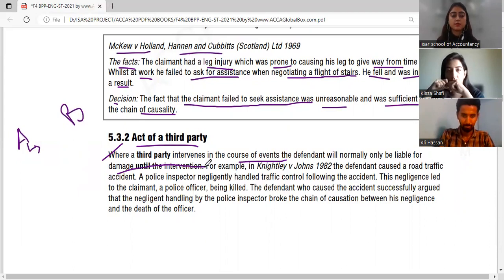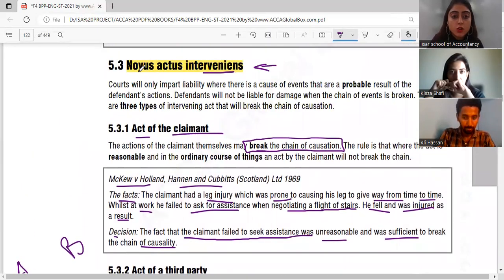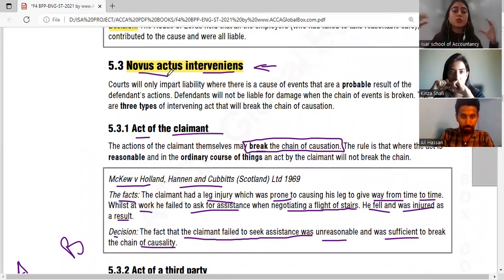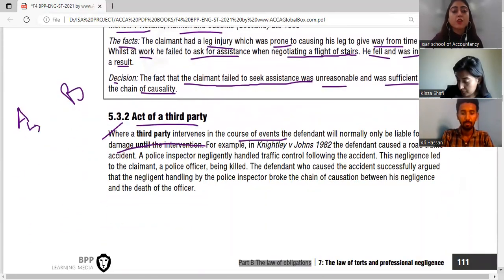What are they saying? Right, now over here he's saying that, Novus actus interveniens. Intervention ho rahi hai, interference ho rahi hai. Pehla intervention ka case hai, act of the claimant. Mere khud ke action ki wajah se, I am hurt. I suffer a loss and I'm blaming another person. So that is not acceptable.